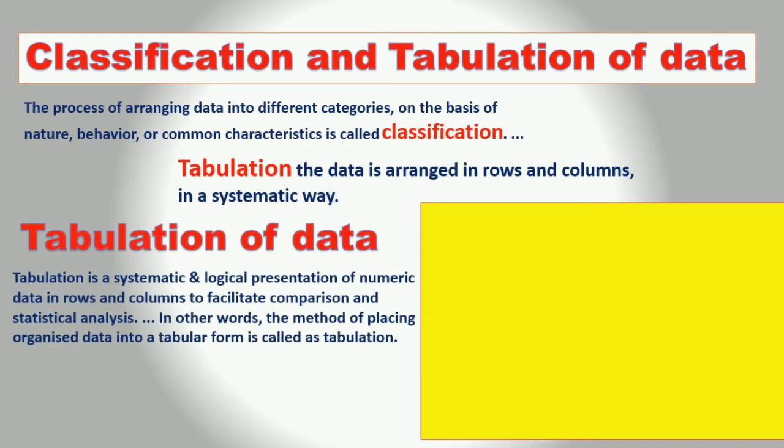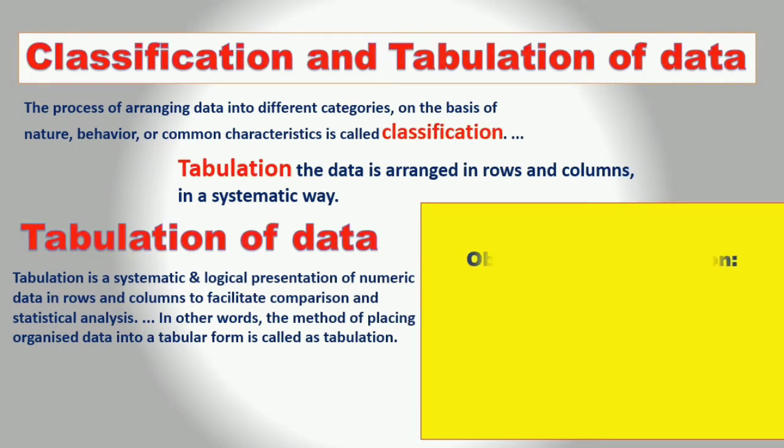The tabulation of data is a systematic and logical presentation of numeric data in rows and columns, which facilitates comparison and statistical analysis. We can also say the method of placing organized data in a tabular form is called tabulation. And this tabulation has some major objectives.